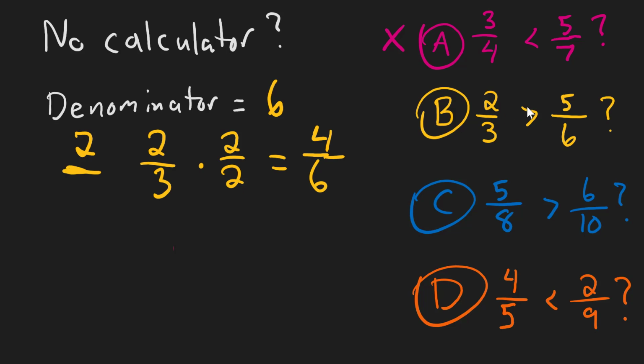And now we can evaluate this inequality. So 2/3 is really 4/6, and 5/6 is just 5/6. And so is 4/6 greater than 5/6?